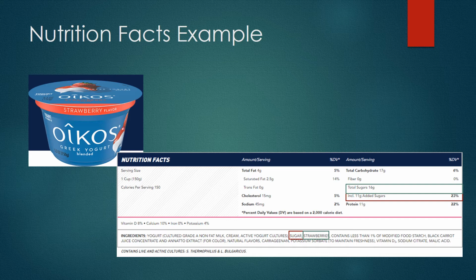Upon reviewing the ingredients list, one can see yogurt is the first ingredient, which consists of non-fat milk, cream, and active cultures. The second ingredient, which is the second most abundant source, is sugar. That's where your added sugar is coming from. The third ingredient is strawberries. This is a source of naturally occurring sugar in this product.